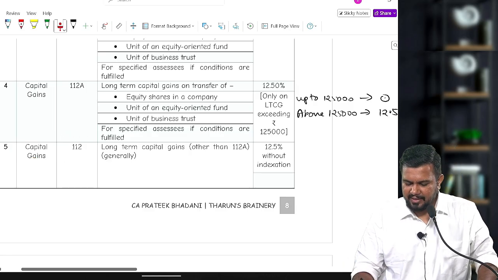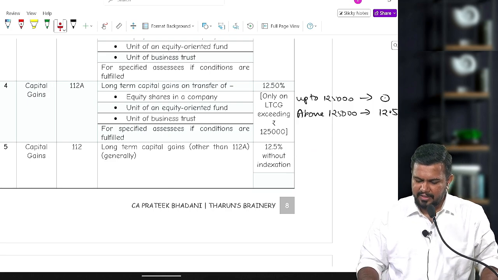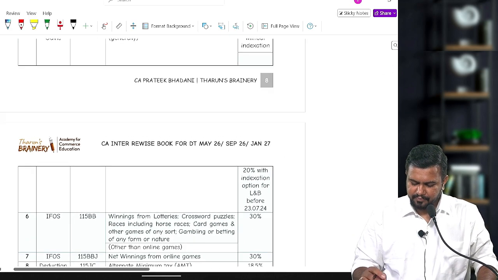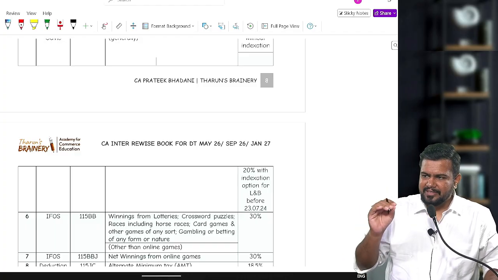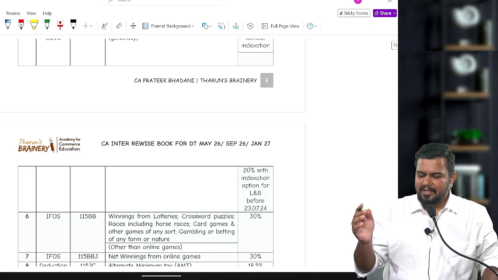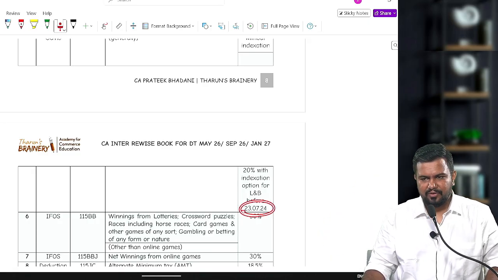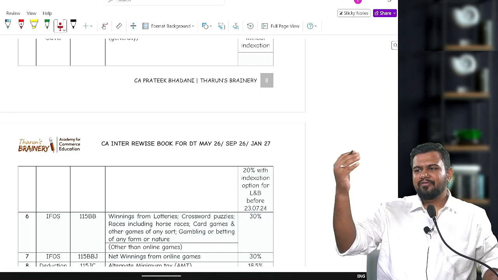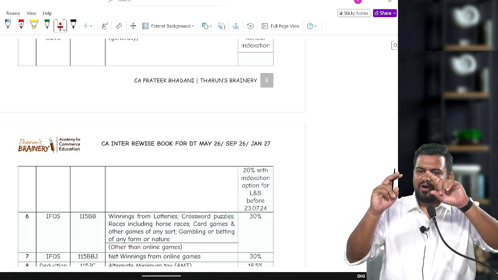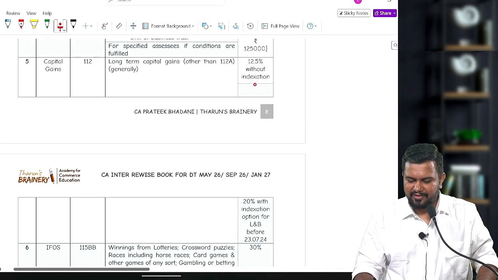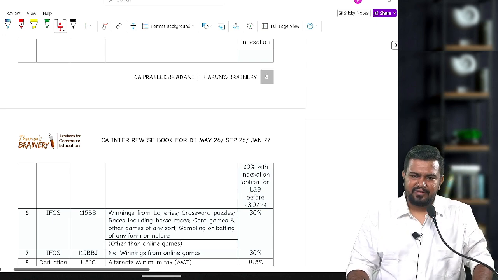Then general long-term capital gain. What is the tax rate? It is 12.5 percent without indexation. However, there is a benefit given to individual and HUF. If a person is an individual or HUF and has land or building or both, purchased before 23/7/2024 and sold on or after 23/7/2024, and it is a long-term capital asset, then they have the option to choose 12.5% without indexation or 20% with indexation.